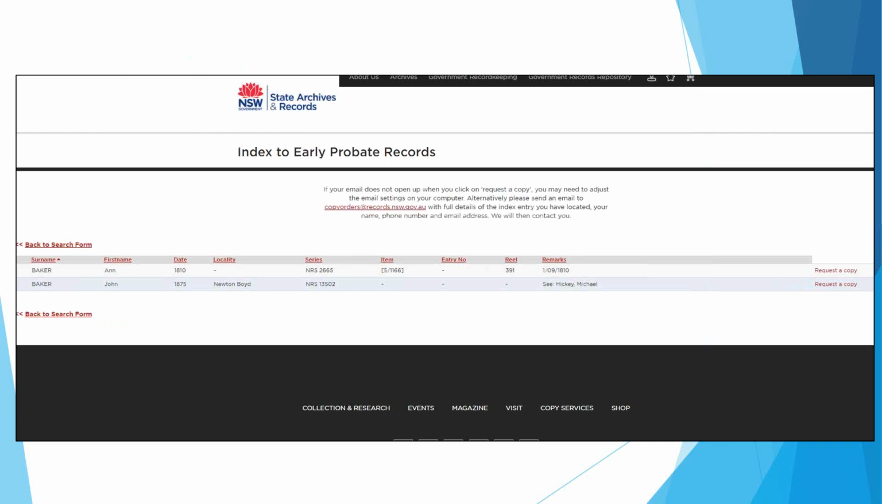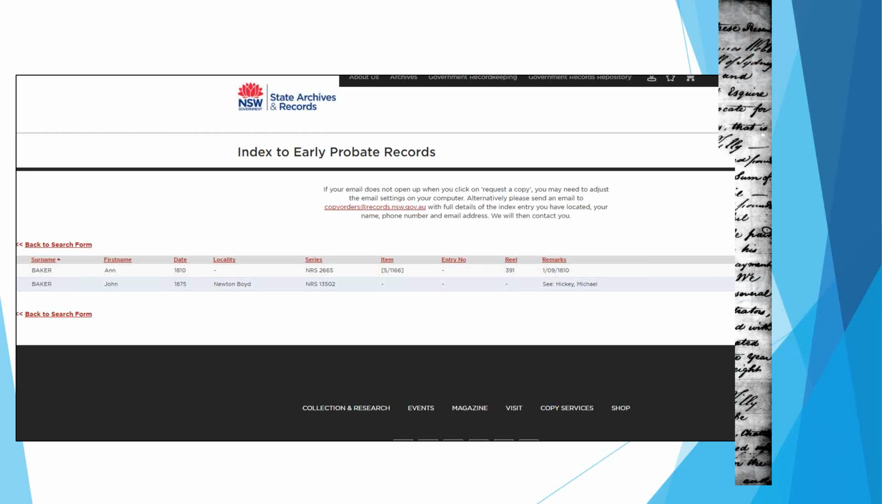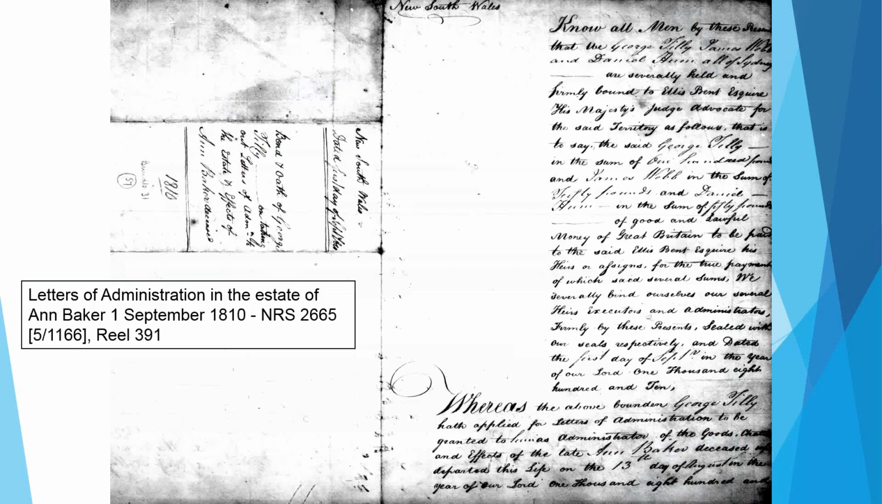You never know. So in this example, we've picked on Anne Baker. She died in 1810. We've got the reel number and the series number to look at there to see the original probate document records, well, in this case, the microfilmed records. And there we are. There is her letter of administration to do with the processing of her deceased estate back in 1810.